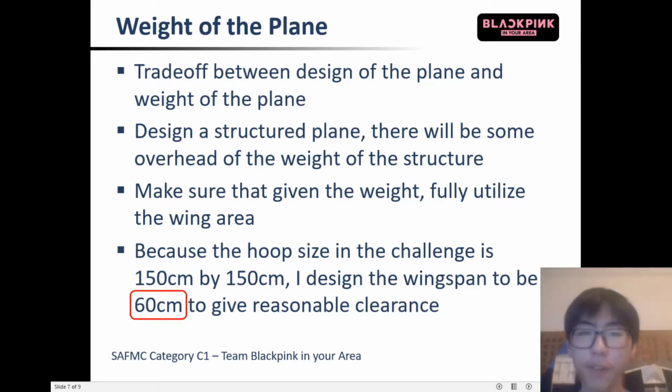There is a trade-off between the design of the plane and the weight of the plane. If I were to design a structured plane, there would be some overhead of the weight of the structure. Therefore, I make sure that given the weight, I can fully utilize the wing area. Because the hoop size in the challenge is 150 cm by 150 cm, I designed the wingspan to be 60 cm to give a reasonable clearance.